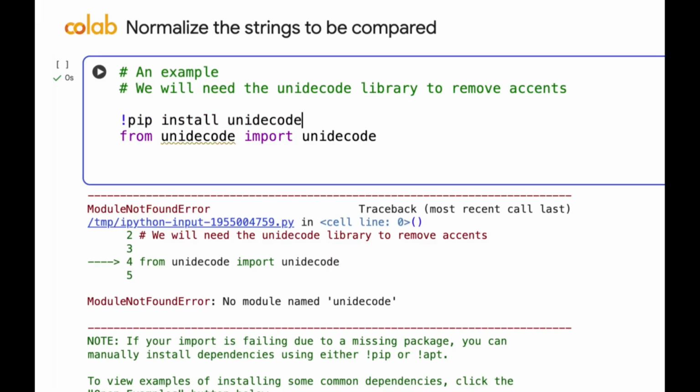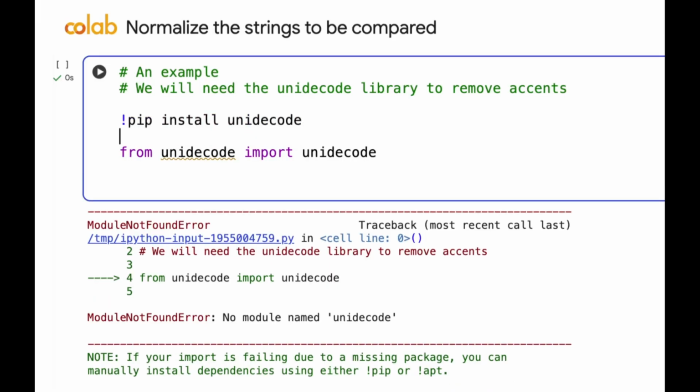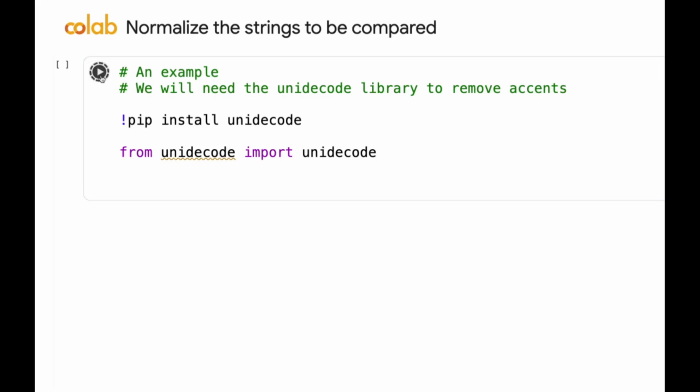It starts with the exclamation mark because it's not a Python command. It's a shell command, like the command line of your operating system. If you put an exclamation mark before it, you can run it in a notebook. pip is the package management system of Python. So pip install unidecode will help you install the unidecode library, right? Just one more step on top of what we usually do. And then let's run it.